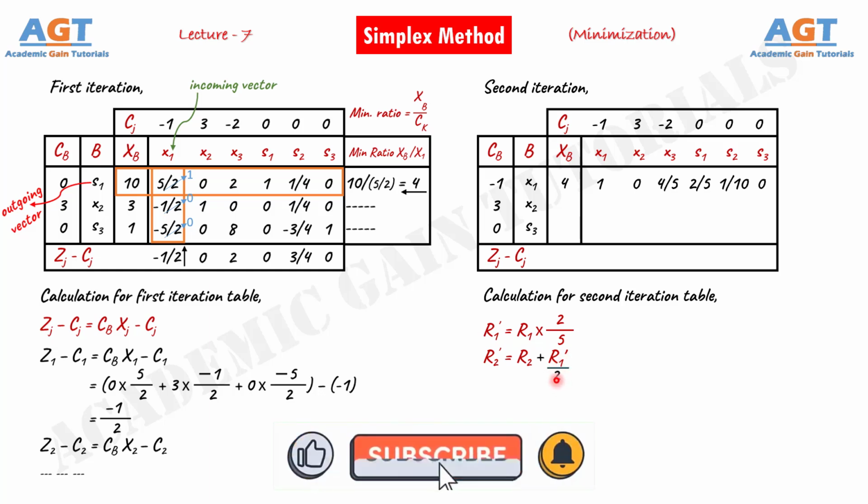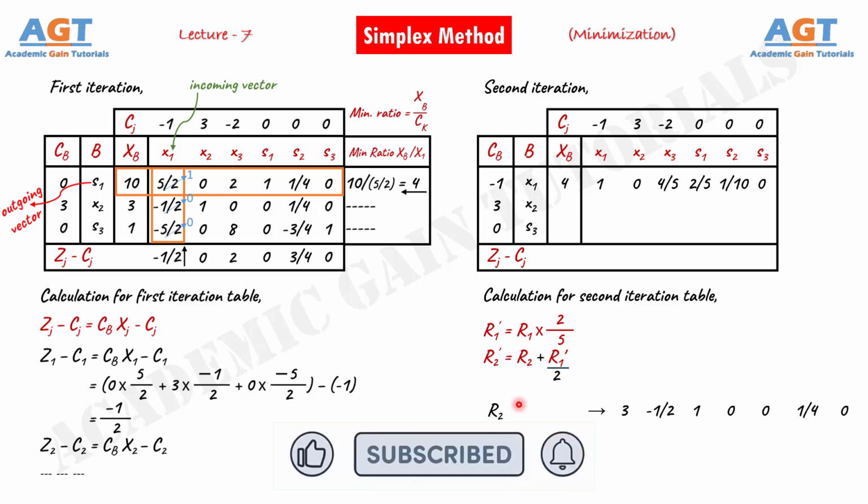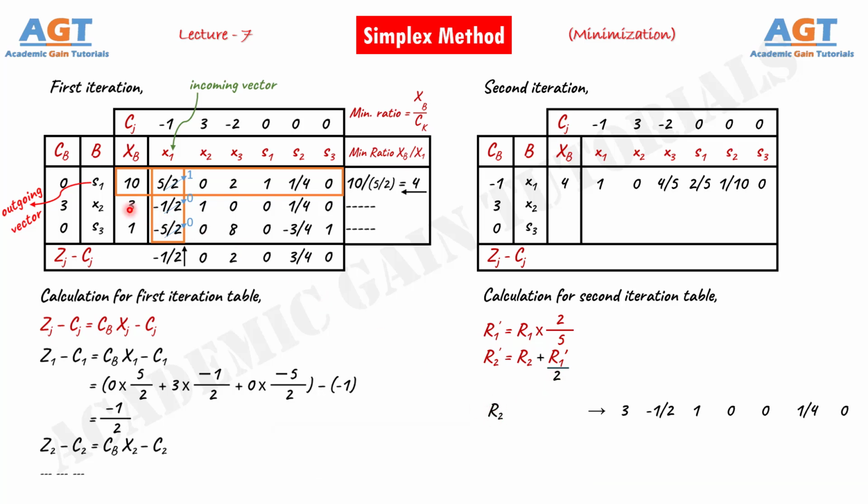So, let's see in rough. Here, we will write the value of R2 from the old row, 3, minus 1 by 2, 1, 0, 0, 1 by 4, and 0. We will write the value of R1 dash by 2. From this new table, we will divide all elements of R1 dash row by 2, then write here, 2, 1 by 2, 0, 2 by 5, 2 by 10, 1 by 20, and 0.